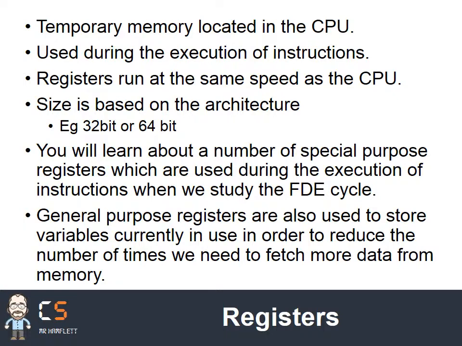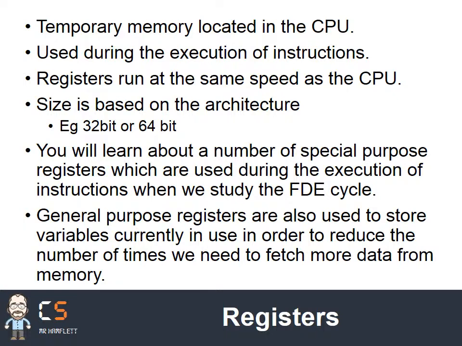Okay, and they are running at the same speed as the CPU, so they're as fast as the CPU. The size of a single register is based on the architecture of the CPU. So if we've got a 32-bit CPU, it's going to be 32 bits. 64-bit, it's going to be 64 bits.